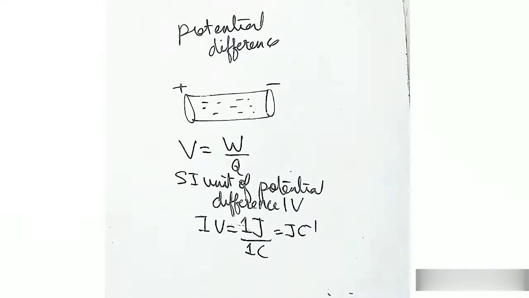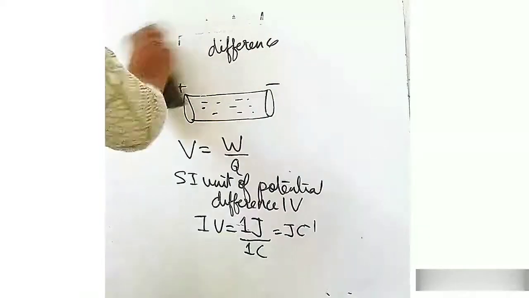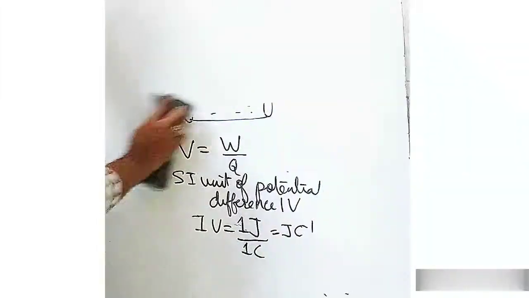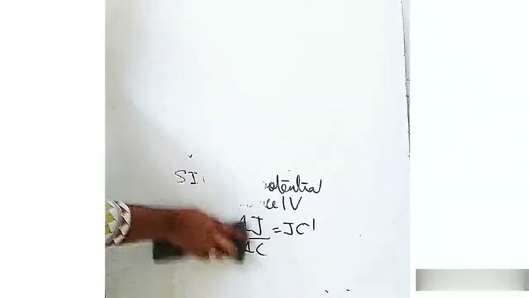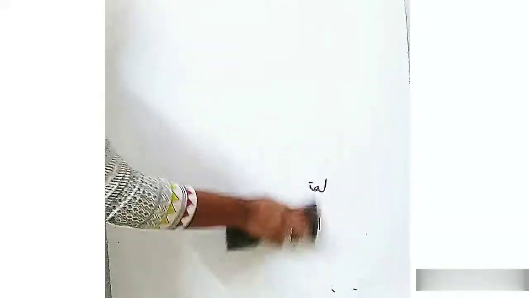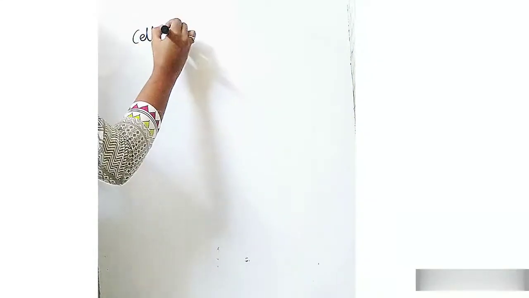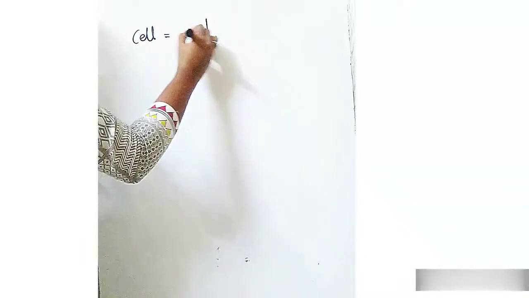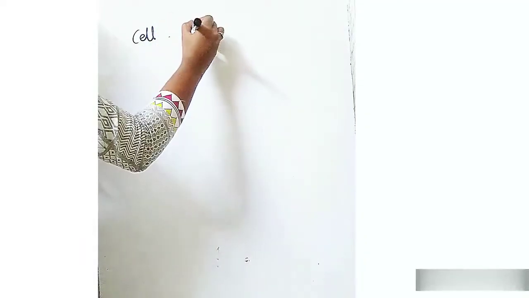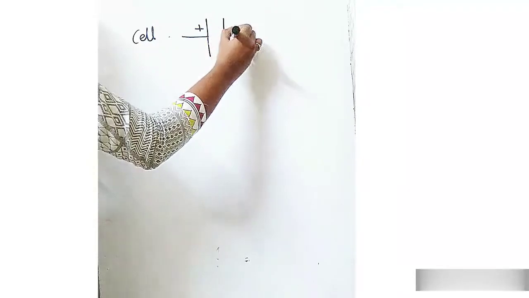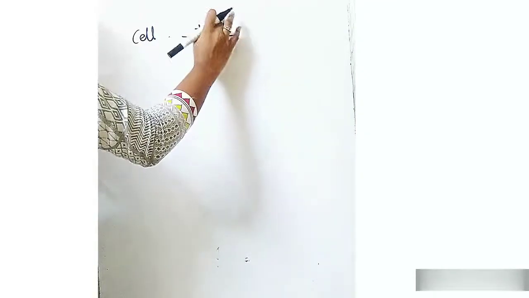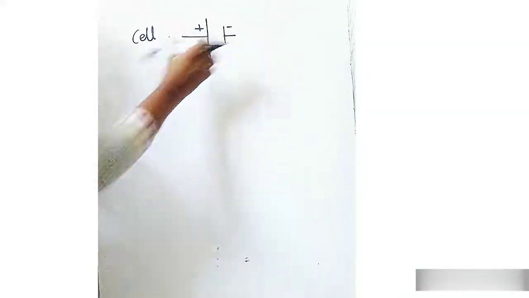Now students, we'll start with the circuit diagram. Before going to the circuit diagram, you should know the symbols. First is a cell. A cell is denoted like this. This is the positive terminal, this is the negative terminal, students. The negative terminal is kept short. So this is the symbol for an electric cell.